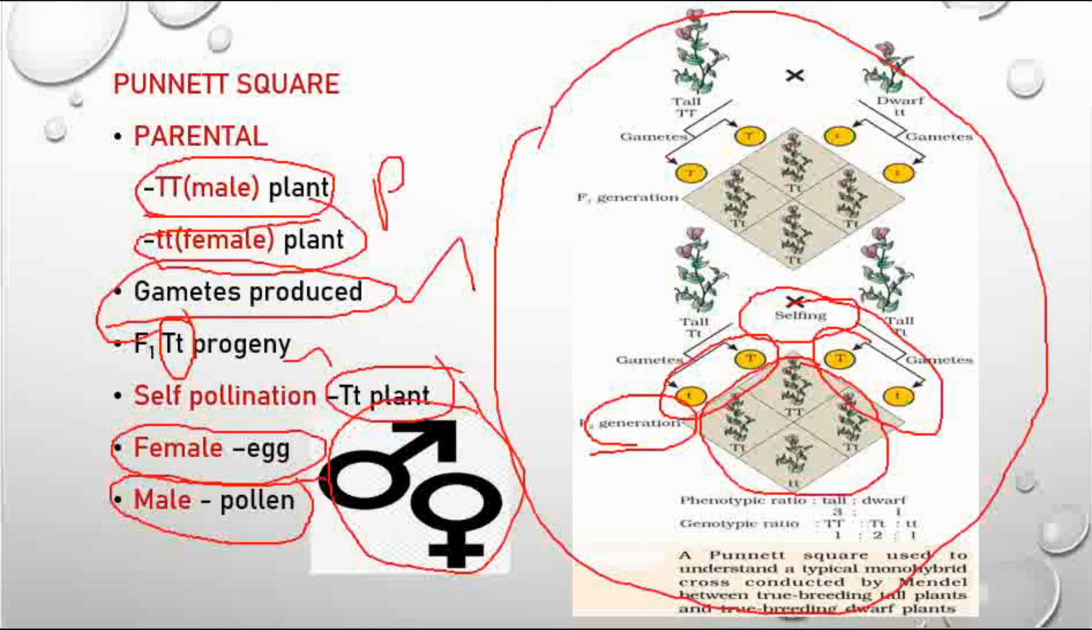So from this you can get knowledge of a Punnett square. It is just a square diagram. It is used to predict the genotypes of a particular cross or breeding experiment. So that's the basic idea of this Punnett square.